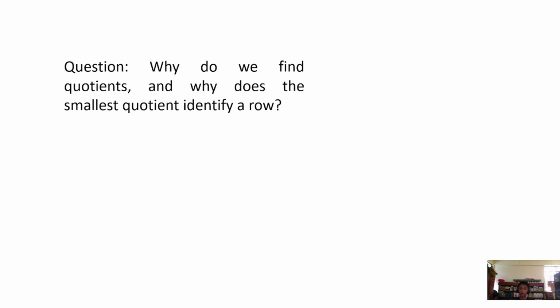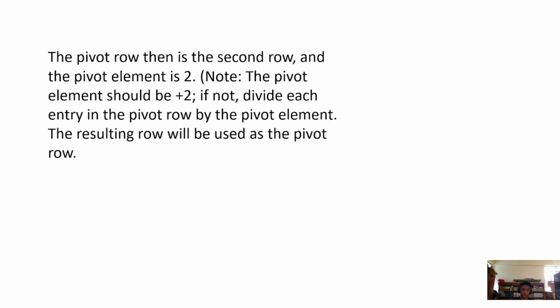So the pivot row is then the second row and the pivot element is 2. Note that the pivot element should be positive; 2 is positive. We then divide each entry in the pivot row by the pivot element. The resulting row will be used as the new pivot row.